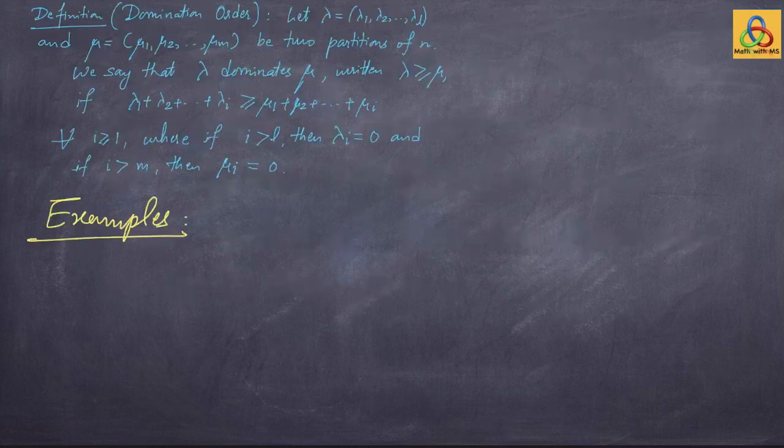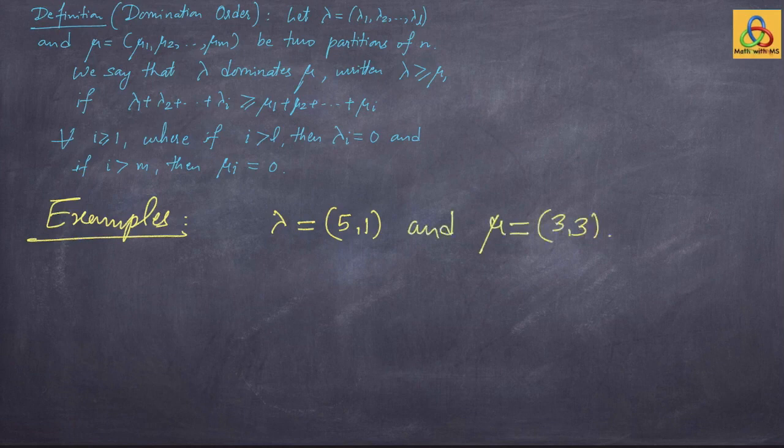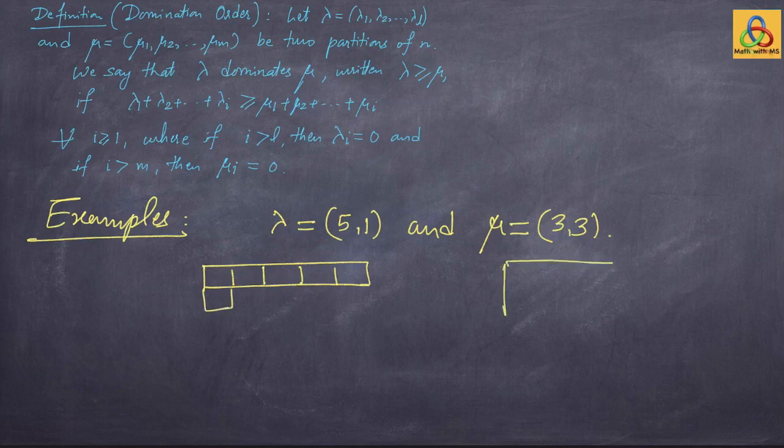Let us see some examples. Look at the partition lambda equals 5 1 and mu equals 3 3. Then lambda and mu are partitions of 6. The Young diagram corresponding to lambda is the following. So this has 5 boxes in the first row, 1 2 3 4 5, and 1 box on the bottom, whereas the Young diagram corresponding to mu is this one.